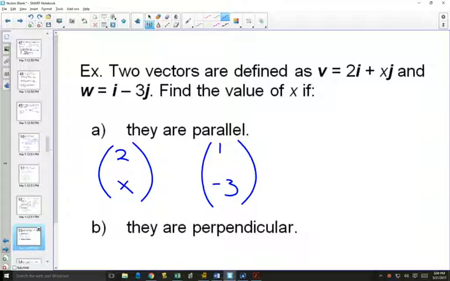If they're parallel, that means that these would be equal if there's some value of k multiplied by the other one. Can you see what k has to be if I put the k on that side? k would have to be 2. And if k is 2, then you'll also see that x would have to be negative 6.